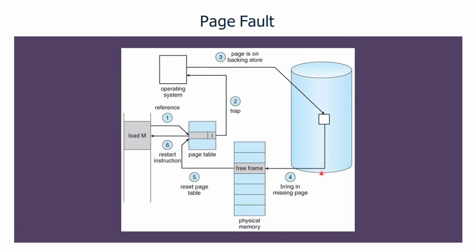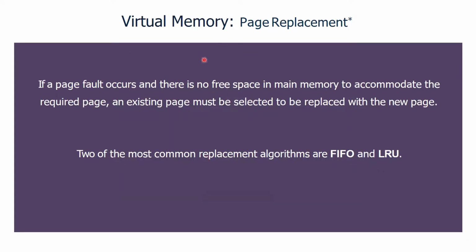From that it will bring the missing page into a free frame of the physical memory, and it will be sent to the page table. The memory will be loaded. So these are the 6 steps that need to be done when there is a page fault. Let's move ahead. What is page replacement? If there is a page fault, obviously, if the value is missing, it has to be replaced. Okay, so considering that, let's read this.